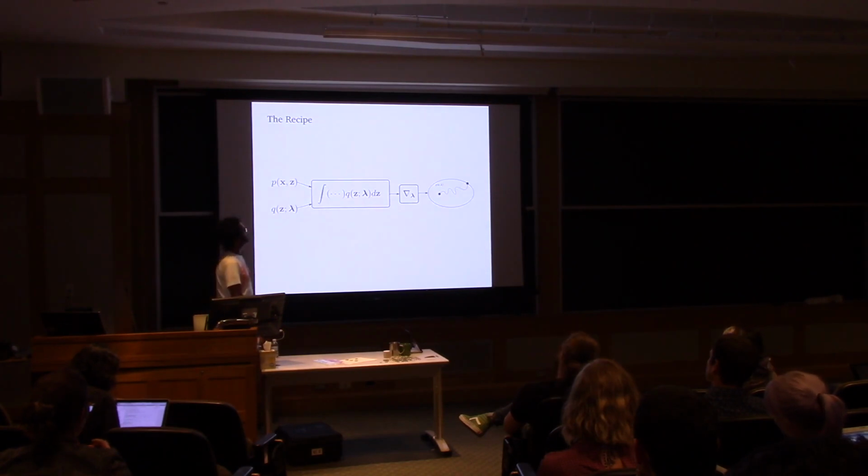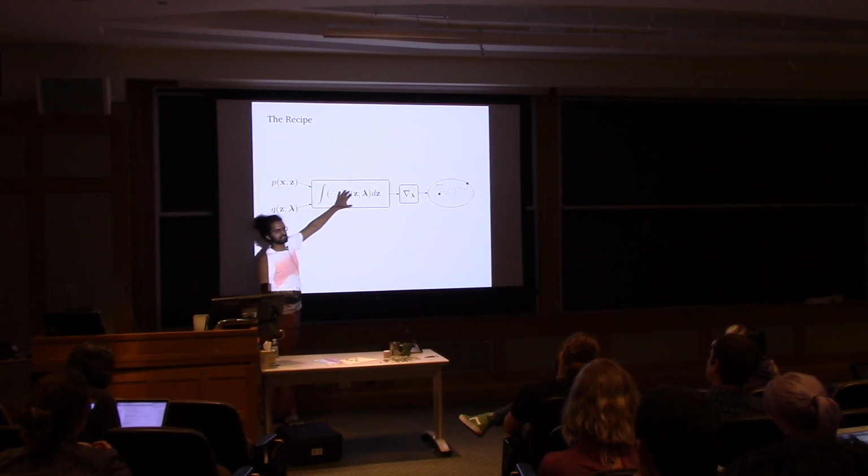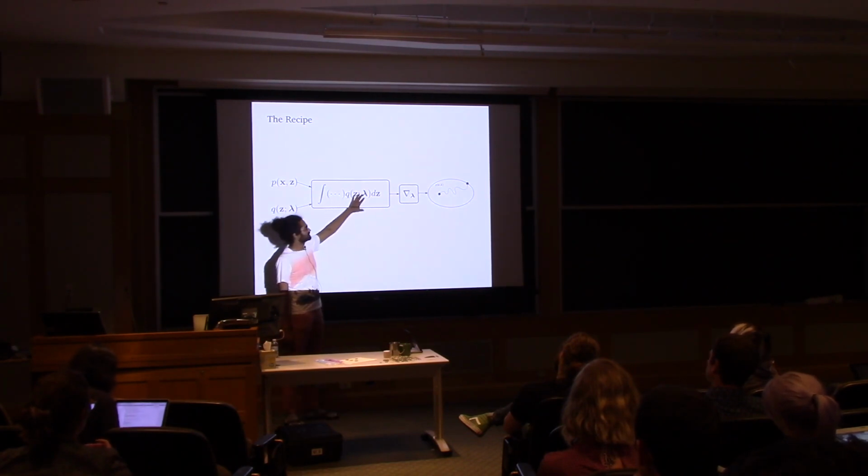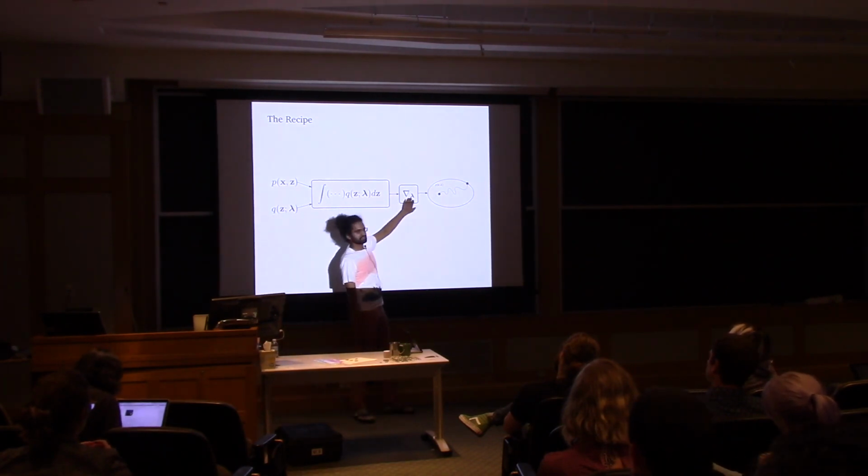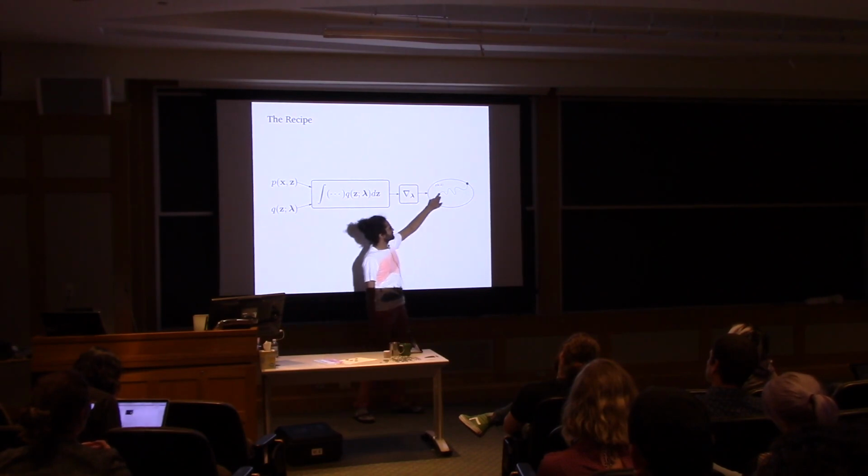And if we were to see this all in a picture, what we get is a model, an approximation, an integration step, which is computing the expectation, some kind of derivative to help me optimize, and then this trajectory, which I follow the optimization algorithm.